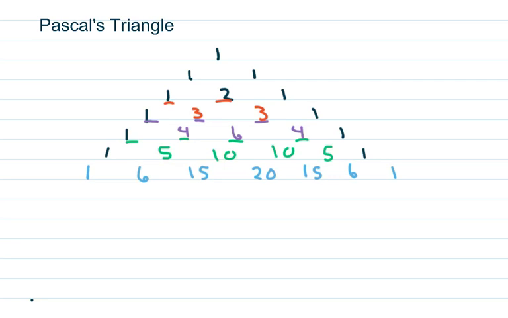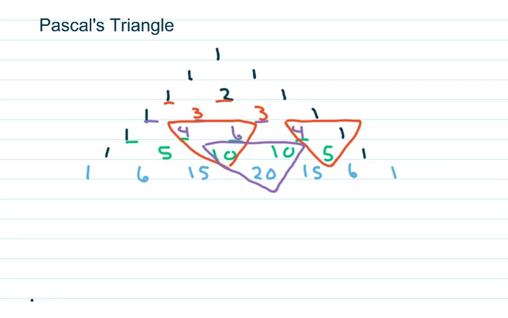And so basically what you have is, I can make a little triangle here: 4 plus 6 is 10. And then we have another one here. We can do 4 plus 1 is 5. Or we could do this one, 10 plus 10 is 20. So that's basically Pascal's triangle.